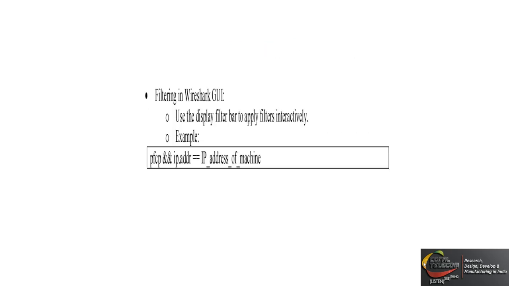So similarly, you can use these things in Wireshark also. This display filter, as we have already discussed yesterday. So for the PFCP IP address of the machine, you can filter it out in the Wireshark GUI also.